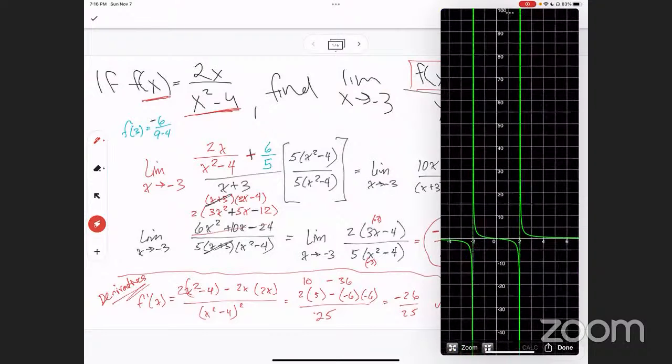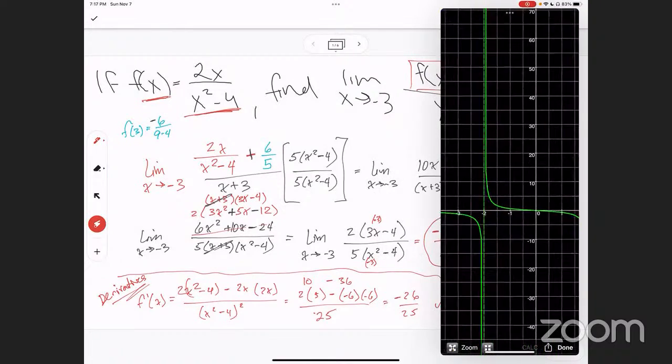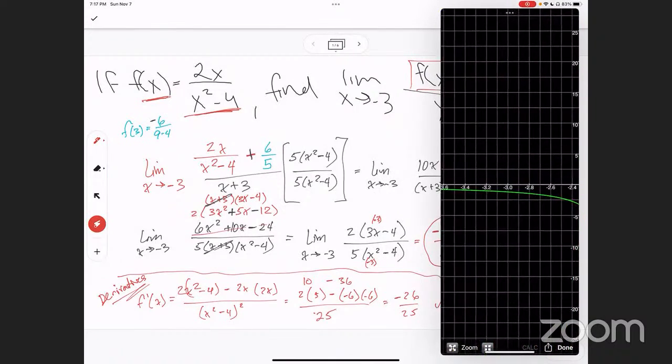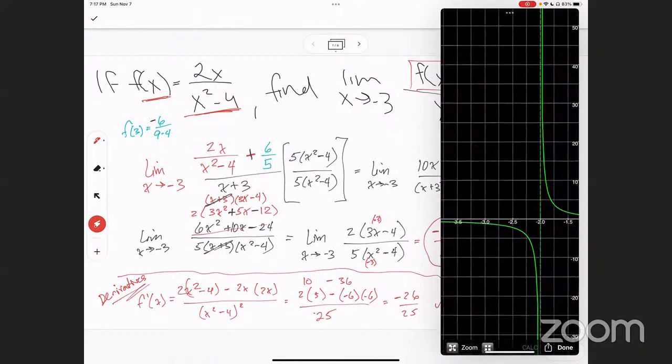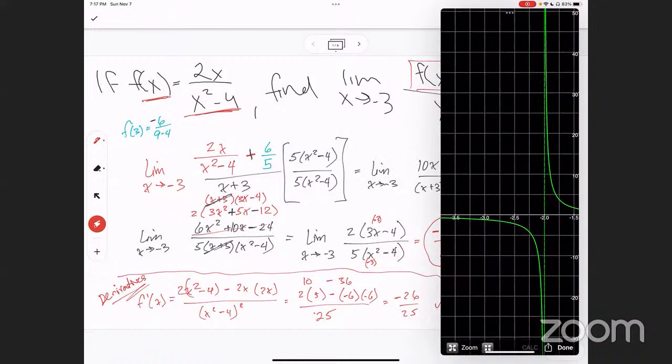That's a rational function, right? But look at -3. Do you see -3 right there? What is the slope if you were to put a tangent line at that point? You can actually kind of see it. Do you see the purple horizontal line right there? That's the tangent line. That tangent line has a slope of -26 over 25.